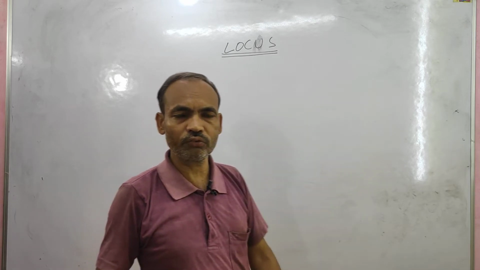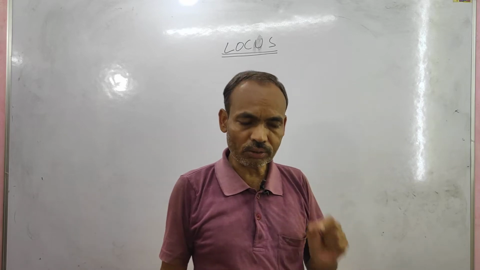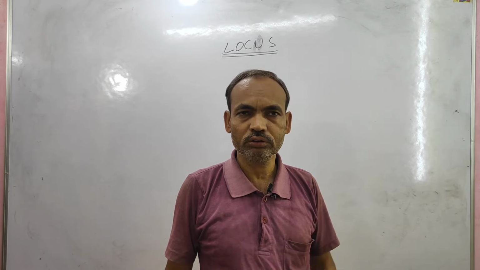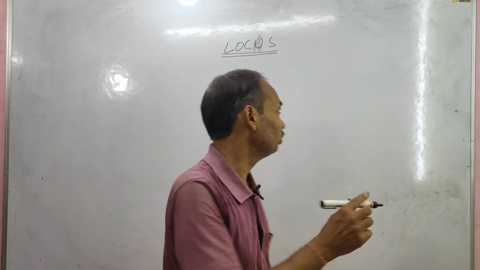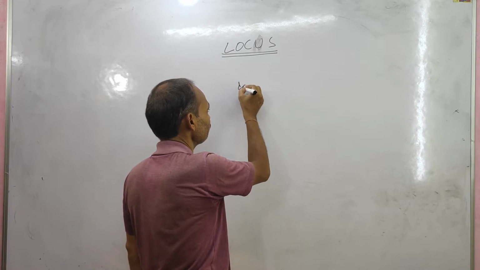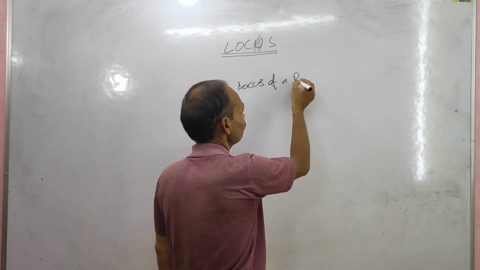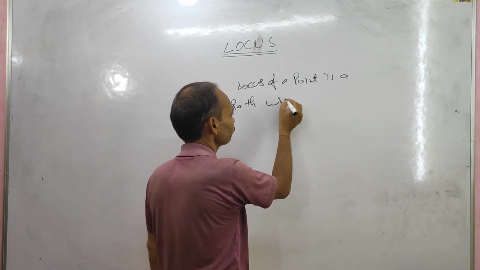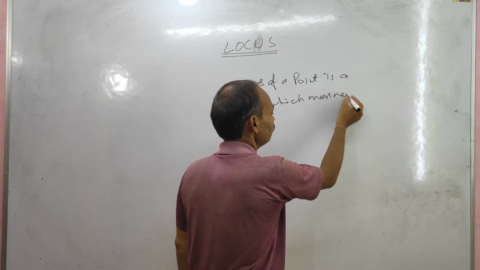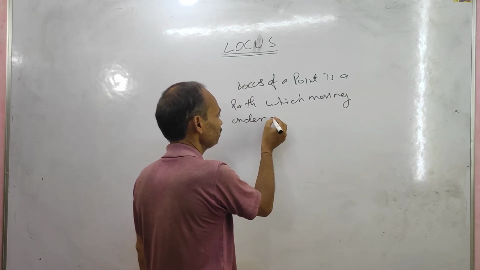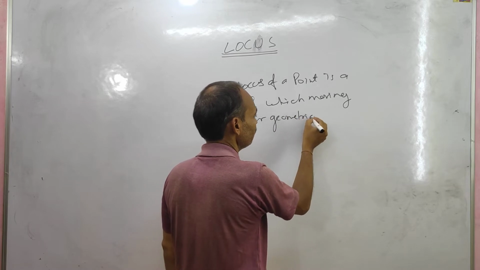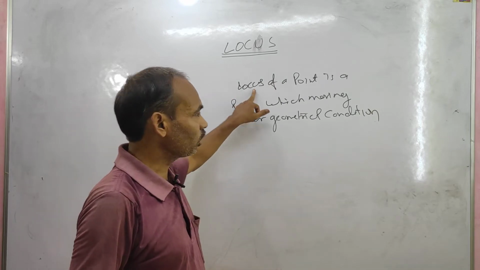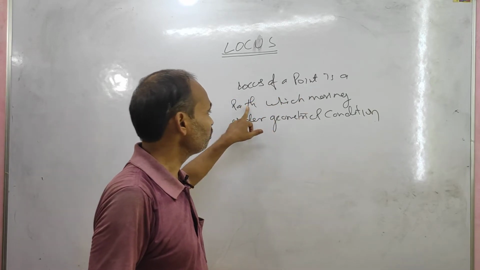The definition of locus: the locus of a point is a path which is moving under a geometrical condition. What is locus? The locus of a point is a path.